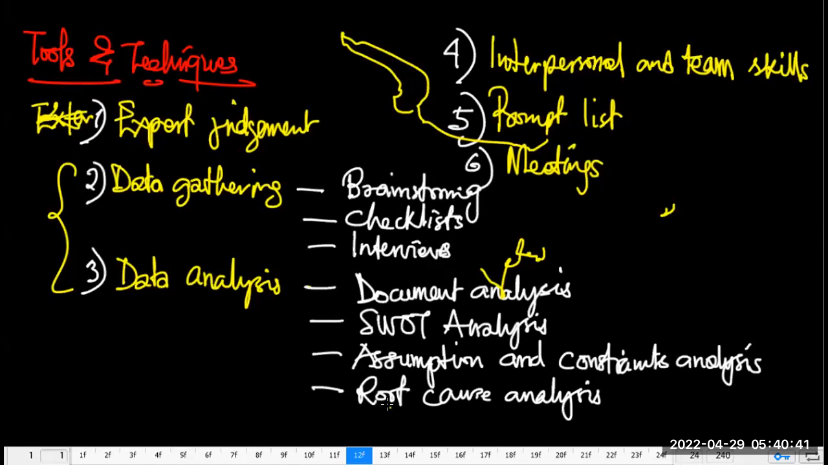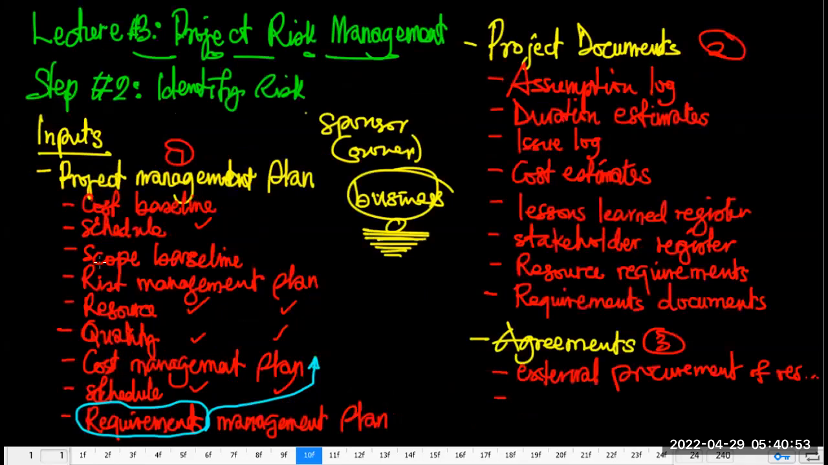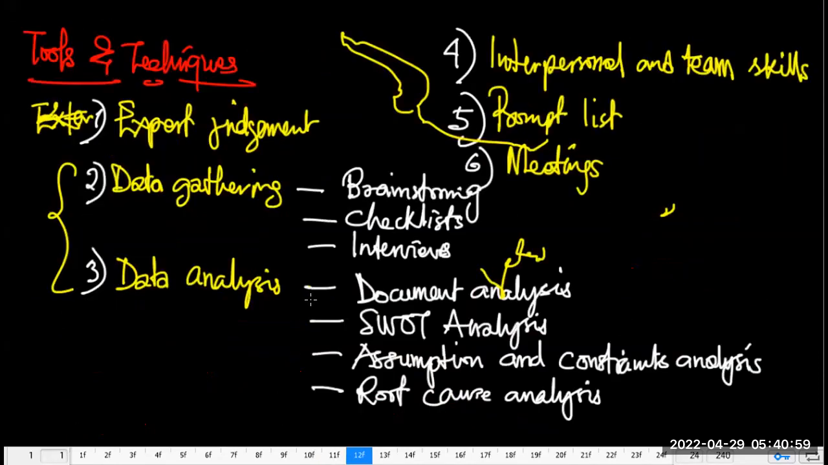Okay. So what else? We've looked at inputs for the second stage, which is identify risk. I think we had about 6 of them, right? We've also looked at the tools and techniques we need. Here we have 6. In the first stage, we had expert judgment, data analysis and meetings. But here we have 3 extra, which is data gathering, interpersonal and team skills, and also prompt lists.